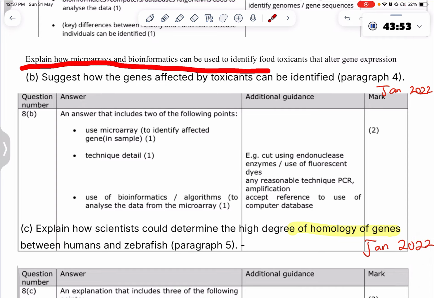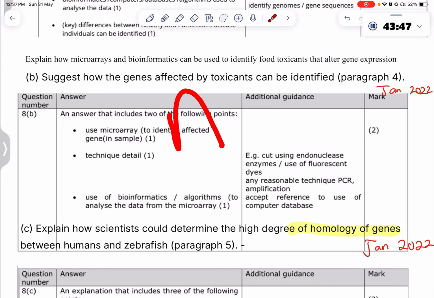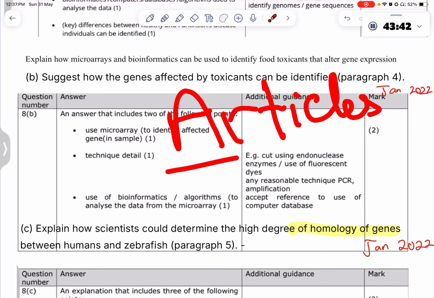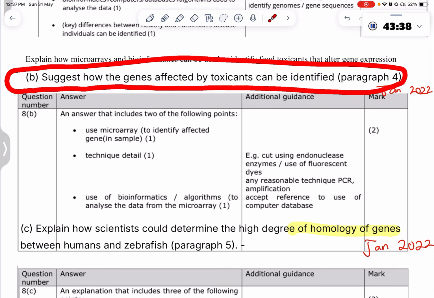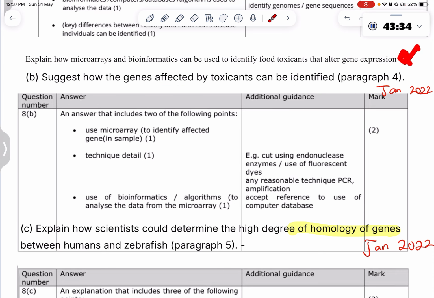Explain how microarrays and bioinformatics can be used to identify the food toxicants that alter gene expression. This was a question in the article, so the questions in articles do not come that direct. So this was the actual question, and this is my prompt, or how it would come if it was an actual question from the first 7 questions.